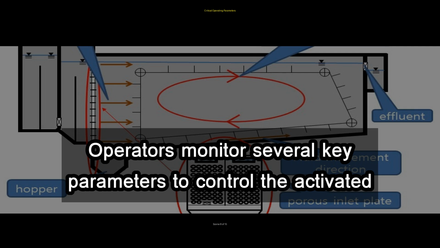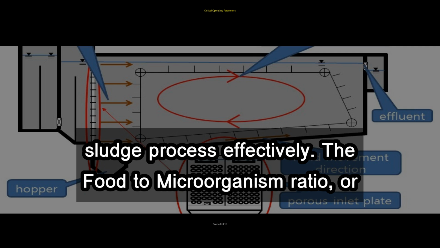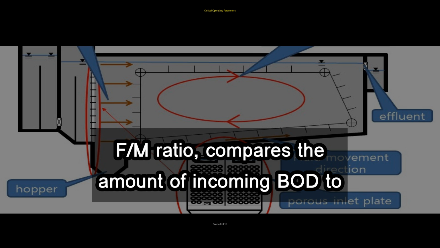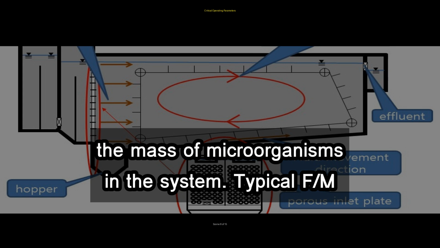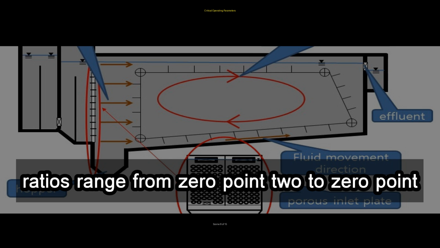Operators monitor several key parameters to control the activated sludge process effectively. The food-to-microorganism ratio, or F/M ratio, compares the amount of incoming BOD to the mass of microorganisms in the system. Typical F/M ratios range from 0.2 to 0.5.